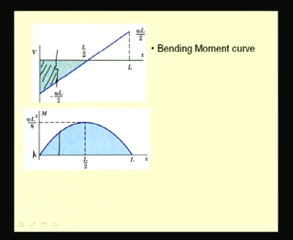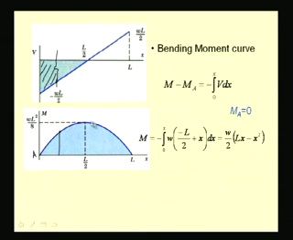So, the bending moment at this point will be the bending moment at A minus the area under the shear curve. So, already the area under the shear curve is negative, so we have the positive value of M. And in this way we complete the bending moment diagram for the entire portion of the beam.